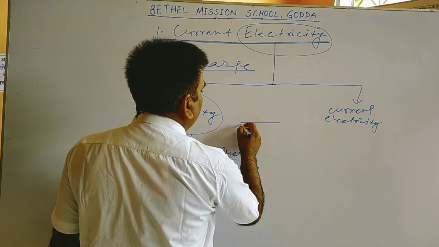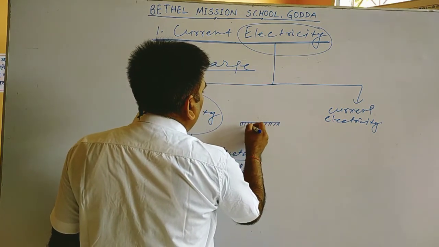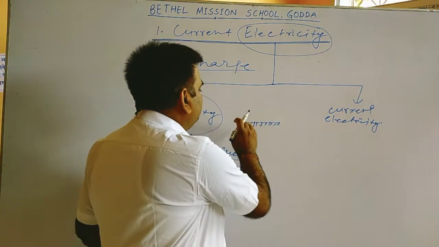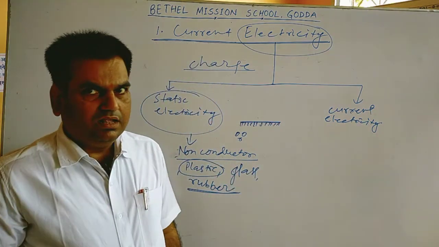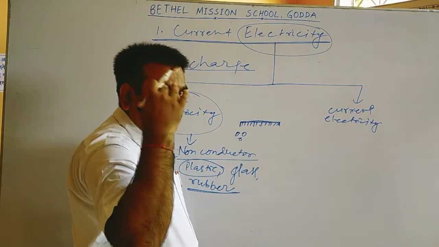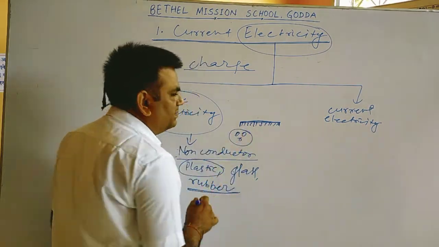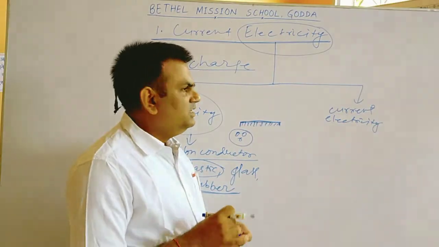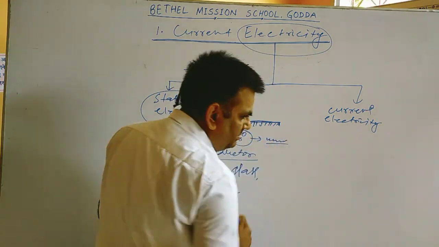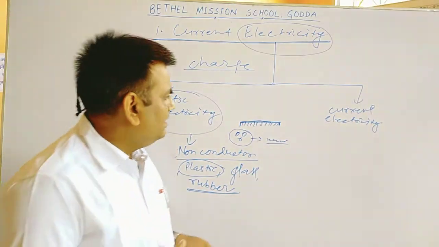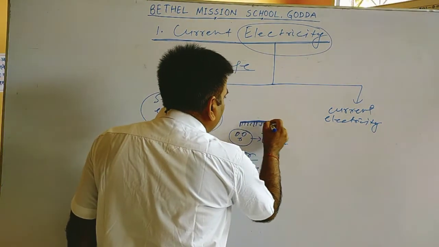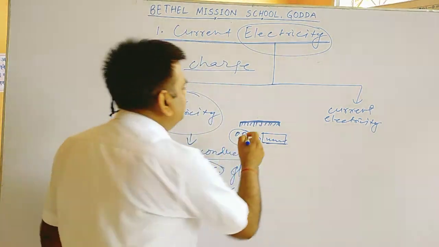Suppose you take a comb and rub it with your dry hair, and if you put some pieces of paper near it, you will see that the pieces of paper are attracted by the comb. It means the comb developed a charge due to the rubbing with our hair, but the pieces of paper don't get any charge, because all matter is electrically neutral. Electrically neutral means the matter doesn't carry any charge, either positive or negative. And when the comb is rubbed with our dry hair, it gets a charge.